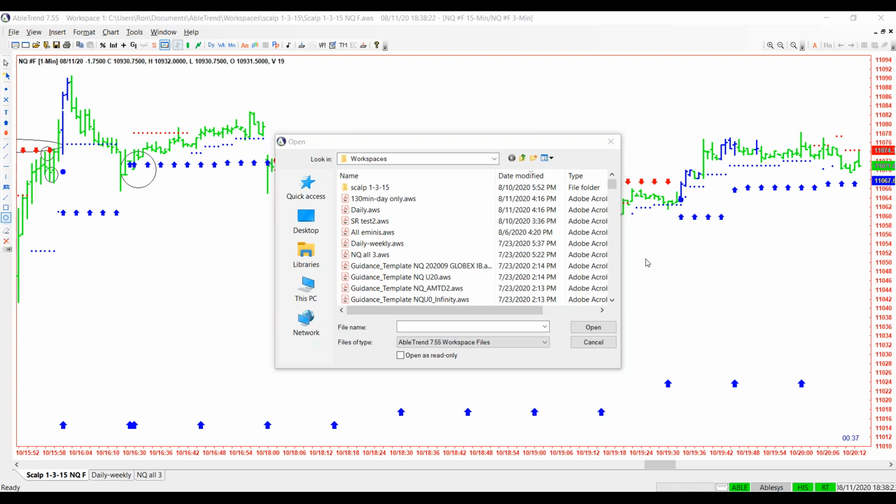Yes, you get the templates in both Abletrend and in Ninja. So I hope this was helpful. I'll go through this again on Thursday, which is the advanced webinar for clients who have Abletrend, and we'll go through this a little more in detail. I just wanted to introduce it, give you a little heads up, show you how it works, where to download it.